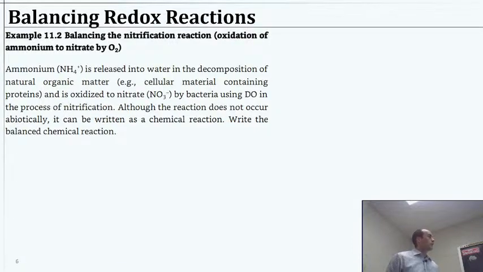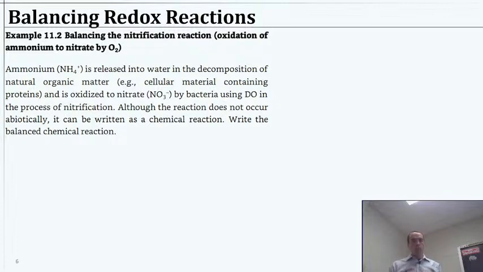Okay, one more example. We'll do ammonium, NH4+, which is released into water in the decomposition of natural organic matter, so cellular material containing proteins in particular, and it's oxidized to nitrate. This doesn't really happen without biological activity necessarily, or not in meaningful amounts. But bacteria do it pretty well, and we can use this redox reaction to describe it regardless.